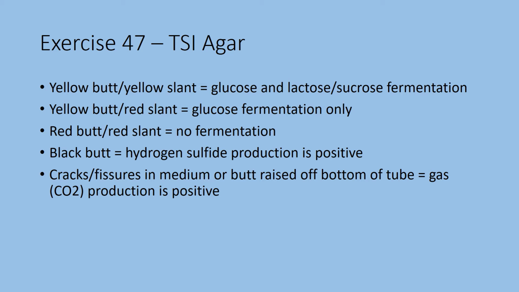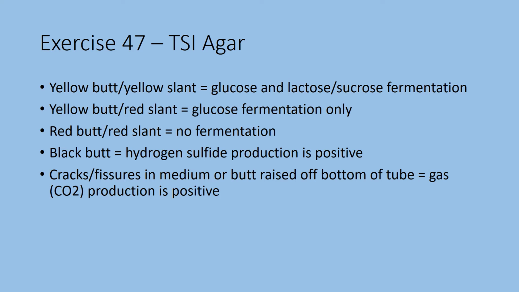If both the butt and the slant are yellow, that is indicative of glucose fermentation as well as fermentation of one of the other two sugars. So you had glucose and lactose or sucrose fermentation occurring. If the butt is yellow but the slant is red, then that means there was only glucose fermentation. If both the butt and the slant remain red, there was no fermentation whatsoever. If the butt is black, then that is a positive test for hydrogen sulfide production.